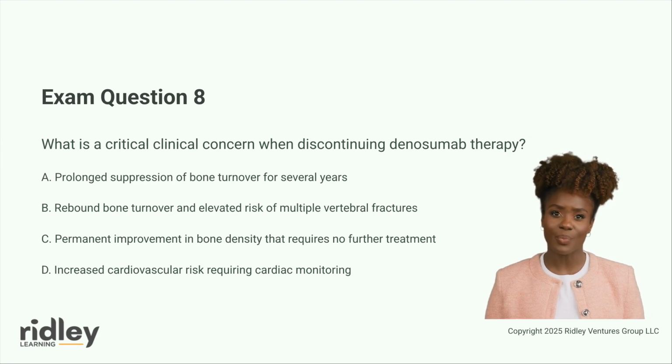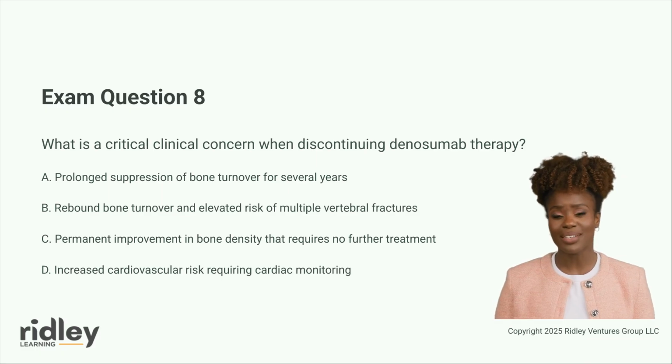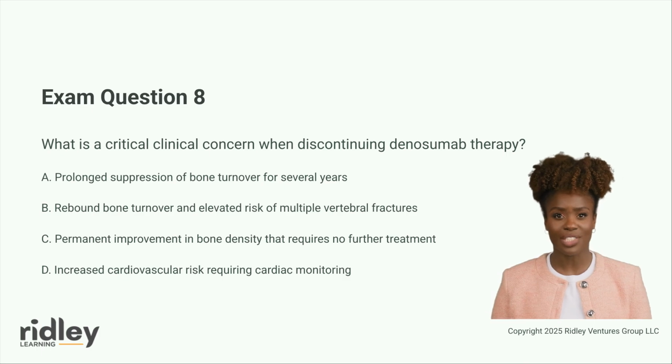Unlike bisphosphonates, which accumulate in the bone matrix and continue to exert effects long after discontinuation, denosumab is a monoclonal antibody that circulates in the bloodstream and does not bind to bone. This means that the effects of denosumab are fully reversible once the medication is stopped.